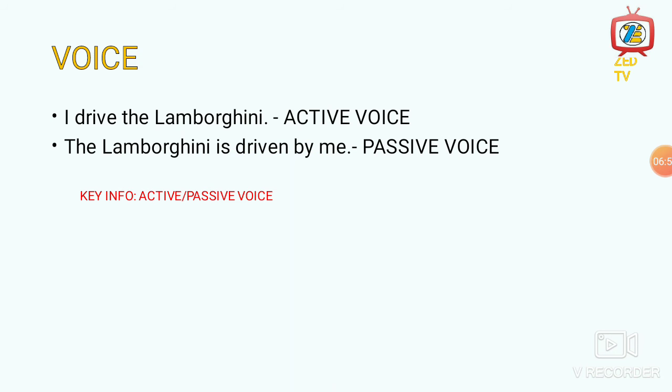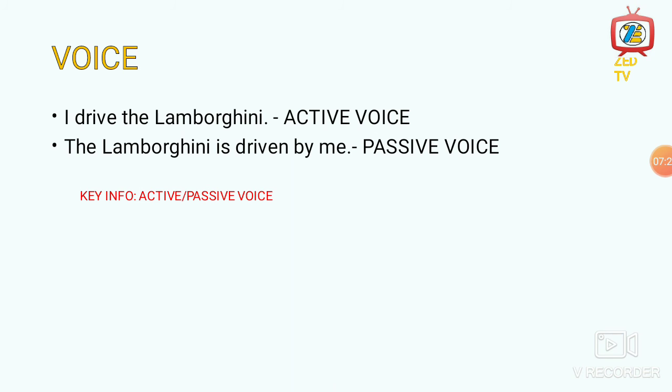Next, we have the voice. What is the voice? It is the term used to describe whether a verb is active or passive. As you can see in the example, I drive the Lamborghini. In the sentence, the subject I is being put in the beginning of the sentence and the object, the Lamborghini, is being written at the end of the sentence. The subject I is doing the action of the verb, so we call this active voice.